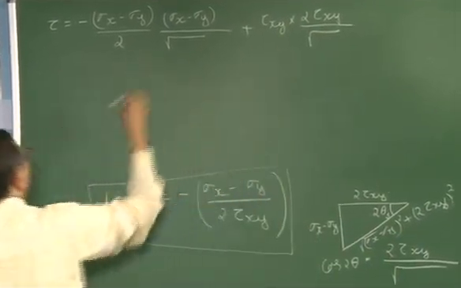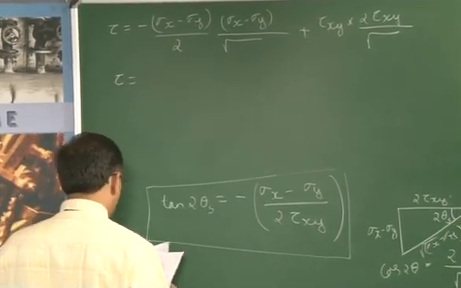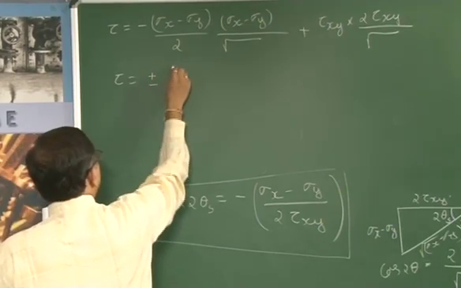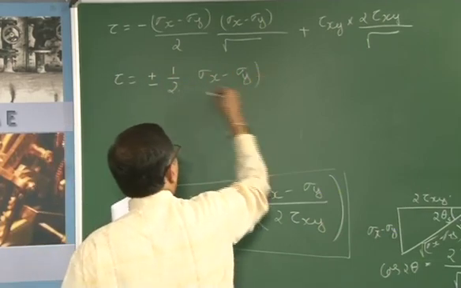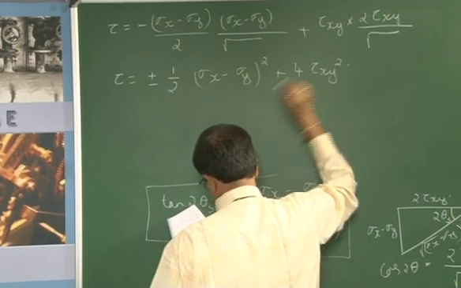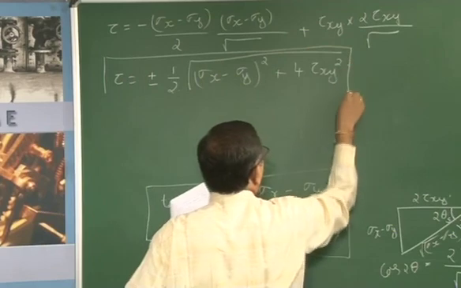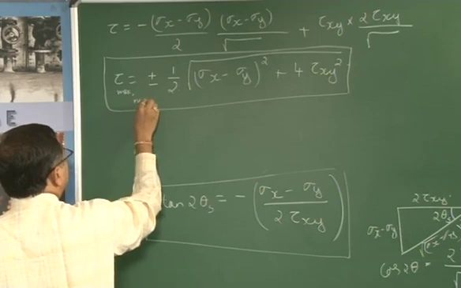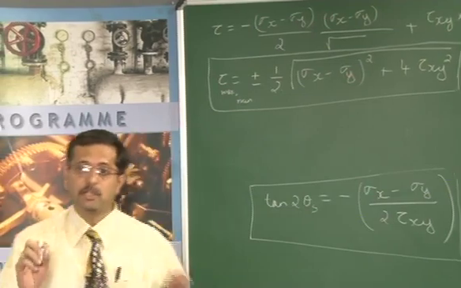So, if I solve this, I would get this equation as tau equals plus or minus half of the square root of sigma x minus sigma y whole square plus 4 tau xy whole square. Now, this expression would give me the maximum shear stress and minimum shear stress on the maximum shear stress plane and the minimum shear stress plane.